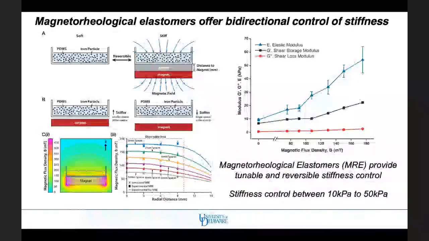In our case, we use simple permanent magnets, and then adjust the distance of that magnet to adjust the field strength. And we can then modulate that elastic modulus. We have control of this modulus between about 10 kilopascals to 50 kilopascals, which is really ideal for cardiovascular physiology, where 10 kilopascals is for a normal adult myocardium, and 50 kilopascals is closer to the pathologic adult myocardium.